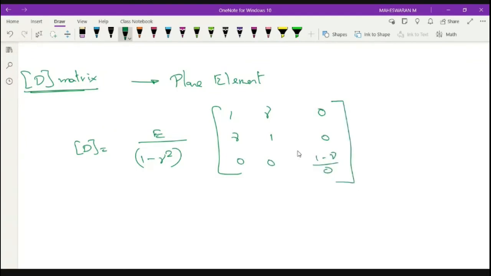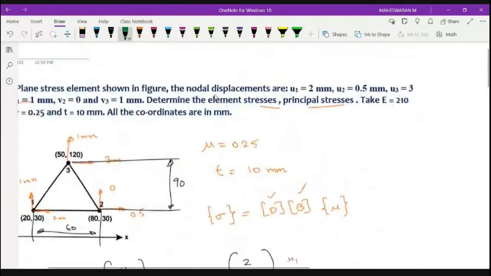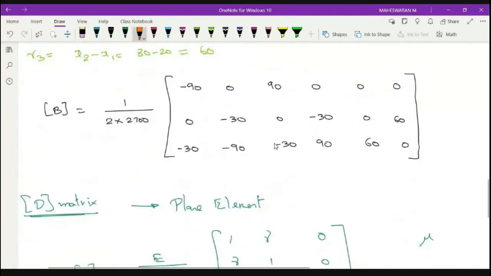Note, I may change the symbol accordingly. Actually, this is equal to mu, this mu. So don't get confused. This is different and that is different. Otherwise, I will change this here. I hope that will be better. So this is my mu. It is 0.25. Let us apply that.